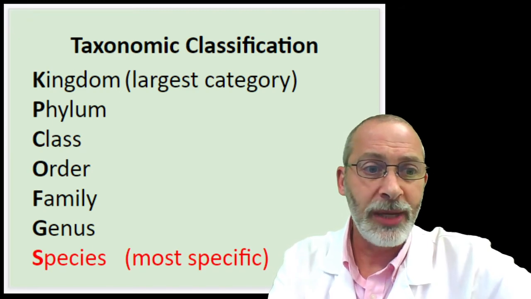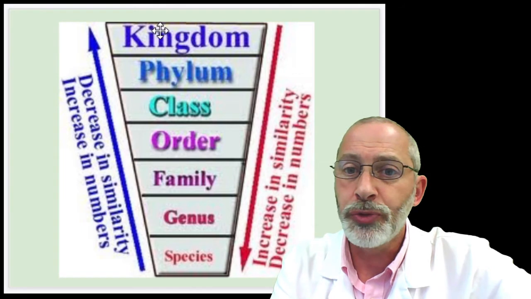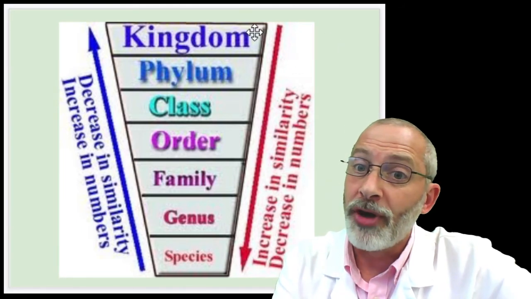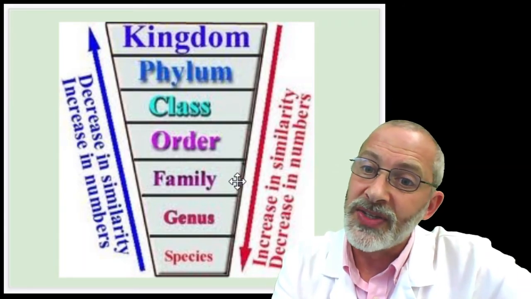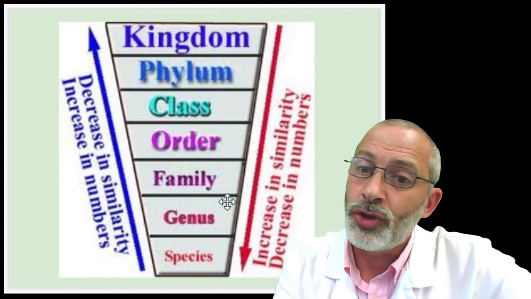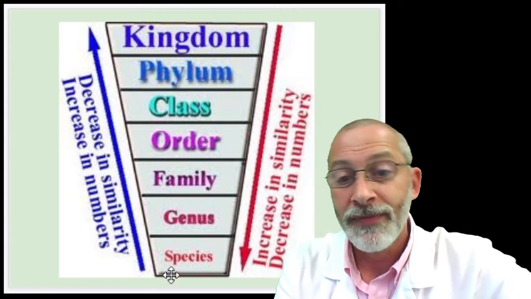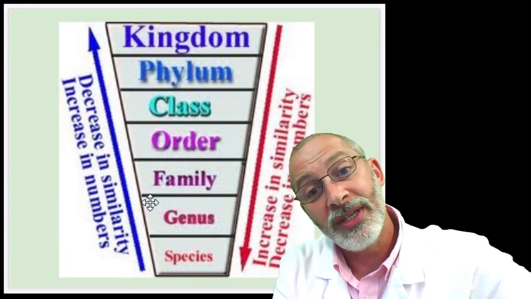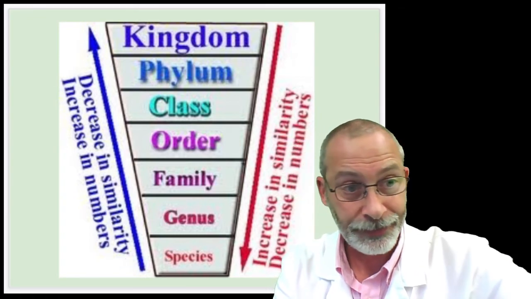And I want you to keep in mind once again that it goes from the largest group to the smallest group. As you go from top to bottom, organisms increase in similarity, but they decrease in numbers. As you go from bottom to the top, organisms decrease in similarity, but increase in numbers.